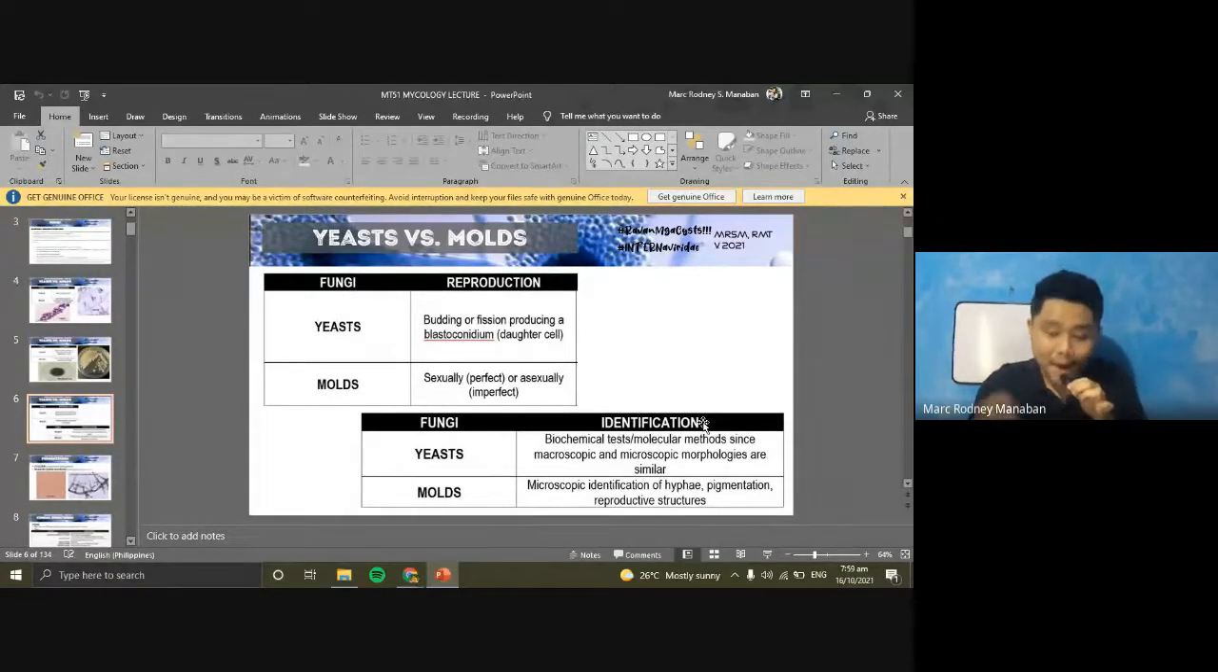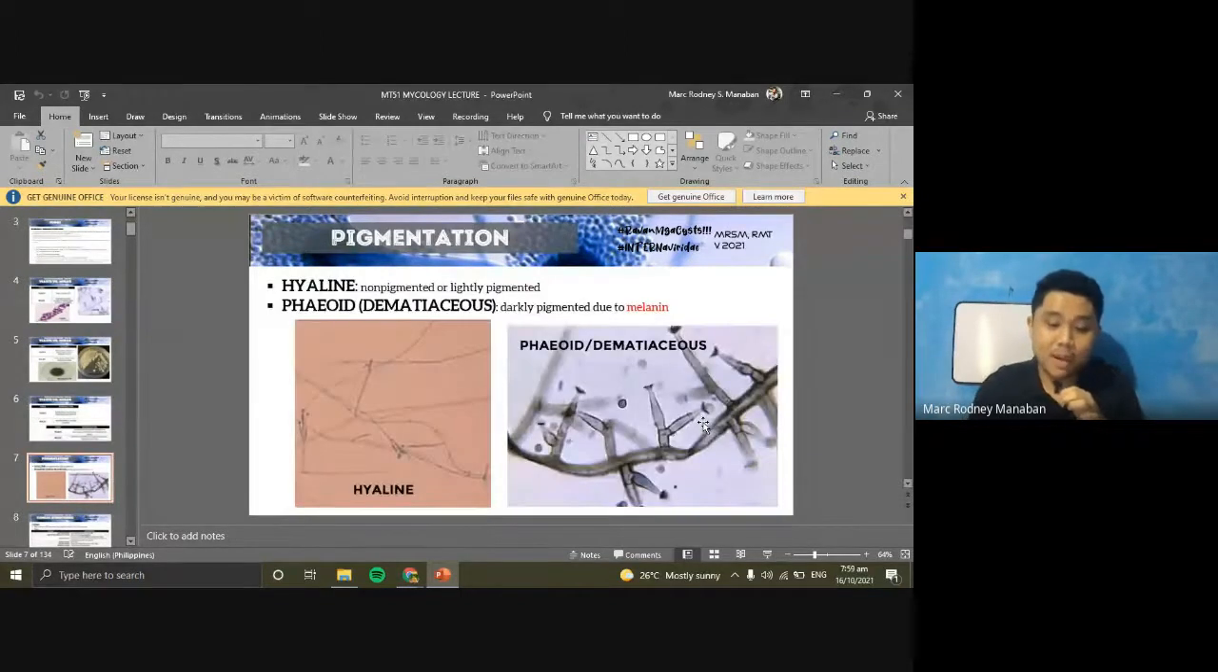But for molds, again, some of them look the same, all right? So we look at the microscopic structures, the reproductive structures such as conidia, and the hyphae also, we look at those, no? So again, that's for the identification of the molds. We can also use molecular methods and serological tests for identification. Okay, all right.